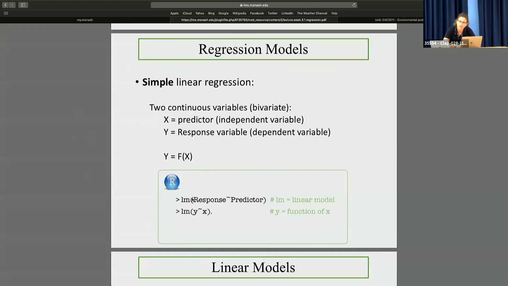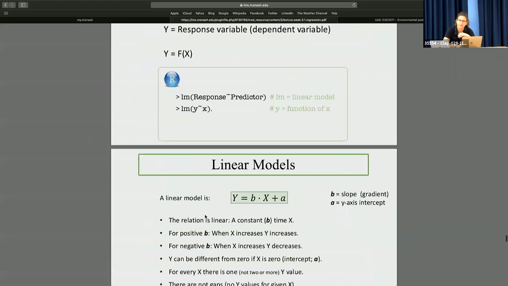Now in R, you'll see this as the function is called LM, which comes from linear model, and we have y, our response, as a function, this little tilde here, of the predictor. So our simple linear model looks like this: LM, open bracket, y, whatever our y is called, as a function of x. So y, function of x.